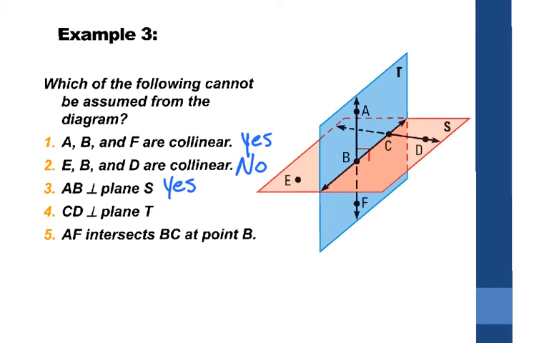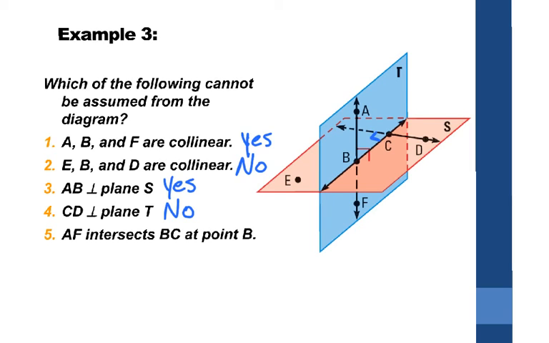Now let's look at the next one. CD is perpendicular to plane T. Okay, let's see, CD. This line right here, it's saying that this line is perpendicular to this blue plane T. Well, if we had a little right angle symbol like this right here to show that it was perpendicular, then we could say that it's perpendicular, but we cannot. So let's say no here.